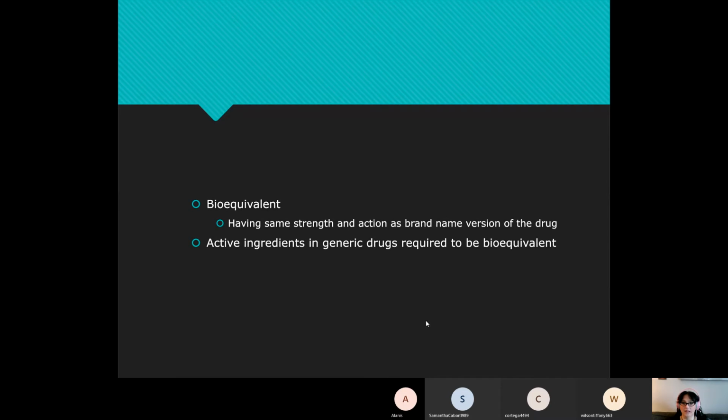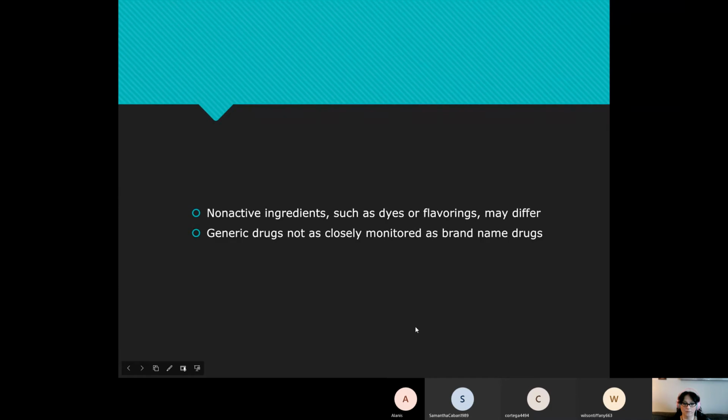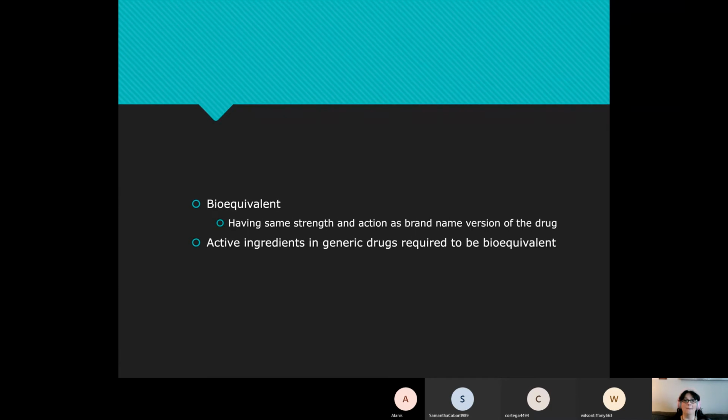Okay. That means they are bioequivalent. That's the term. That means if you took it down to its chemical agents, they are the exact same, besides, like I said, the flavoring or the color or something. The ingredients in the generic and brand names have to be, by the FDA, bioequivalent. Okay? So this is definitely a term you need to know.